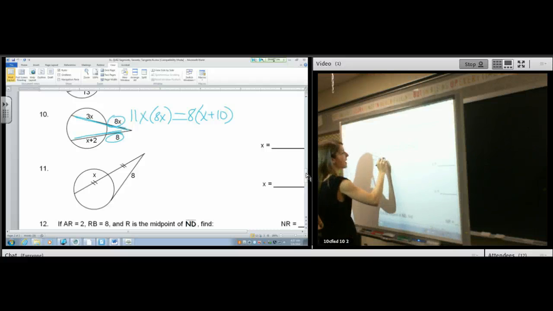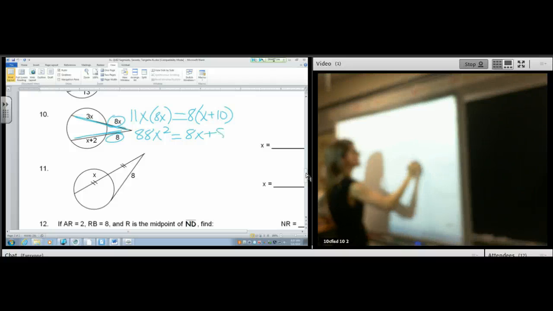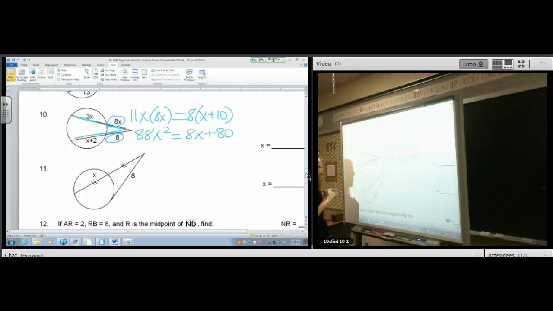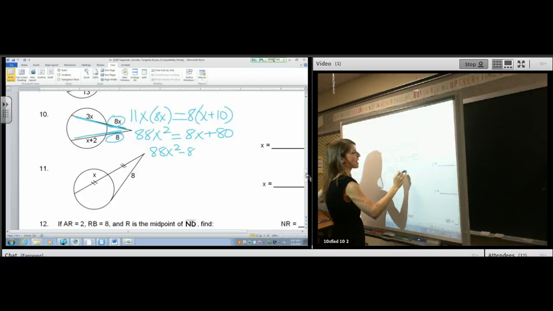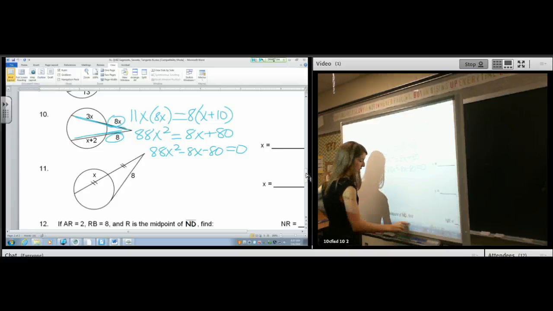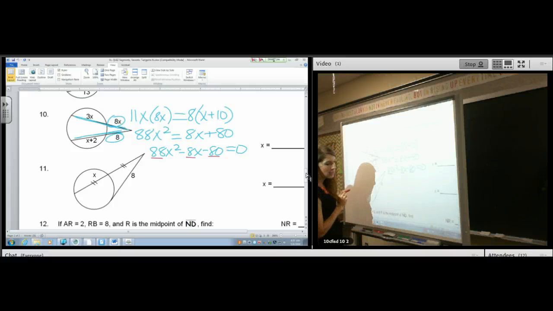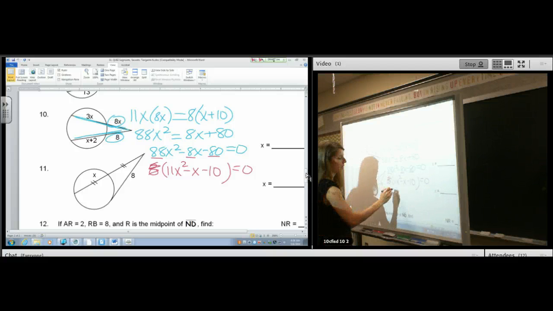So we've got 88x squared equals 8x plus 80. This is a quadratic that we're going to have to factor. 88x squared minus 8x minus 80 equals 0. Every single term has an 8 in it, so I can pull an 8 out. If I pull an 8 out, I've got 11x squared minus x minus 10. So I actually don't need to use that 8 anymore.